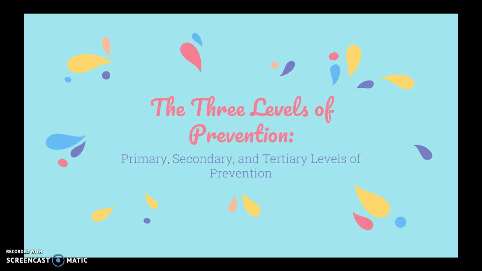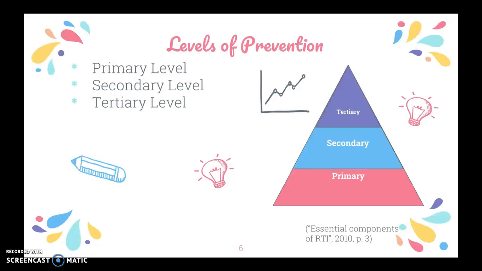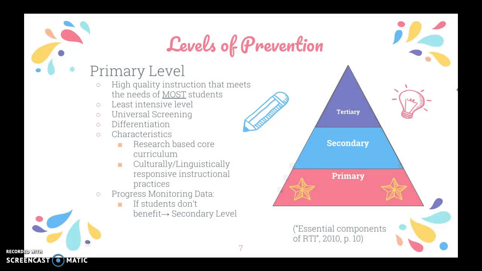The three levels of prevention: primary, secondary, and tertiary. Here we have a little graphic outlining each level, and we'll get to talking about the meaning of this graphic in just a moment. First off is the primary level of prevention. This involves high quality instruction that meets the needs of most students.